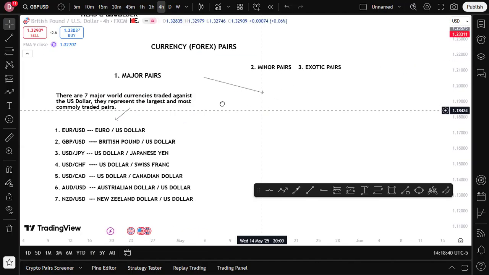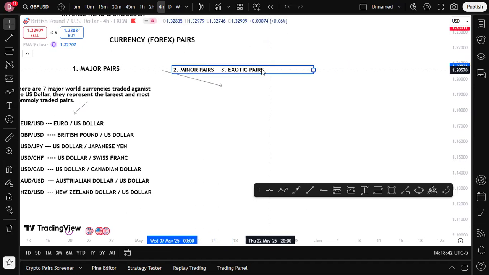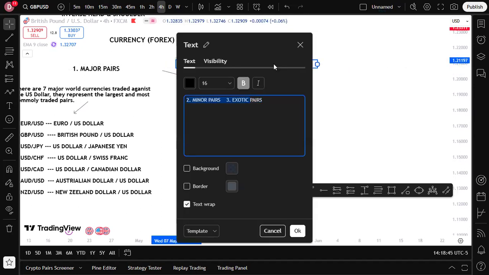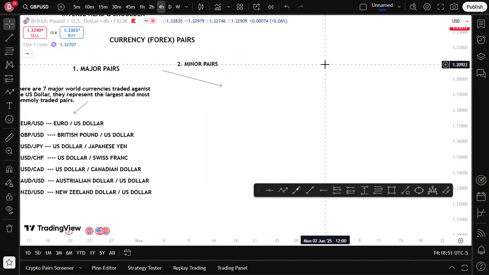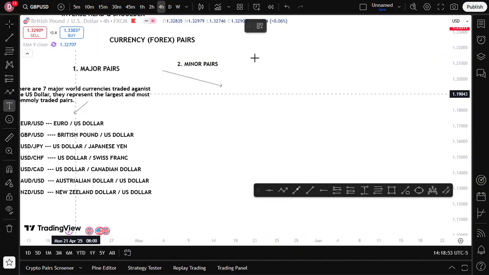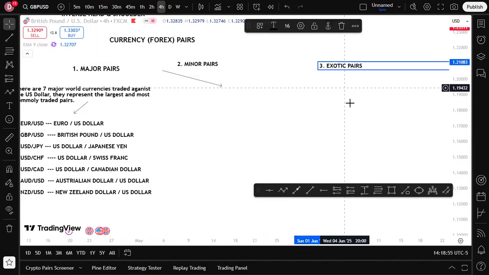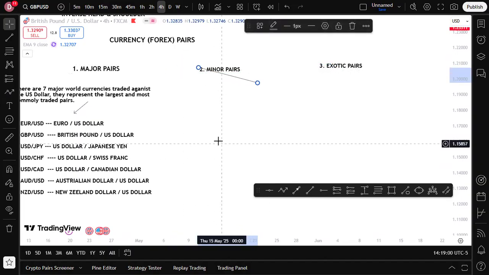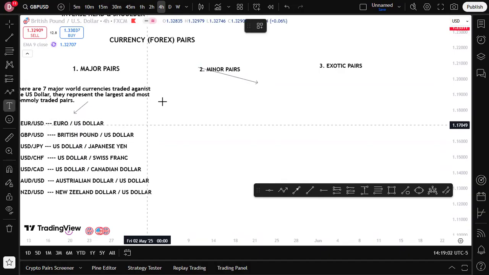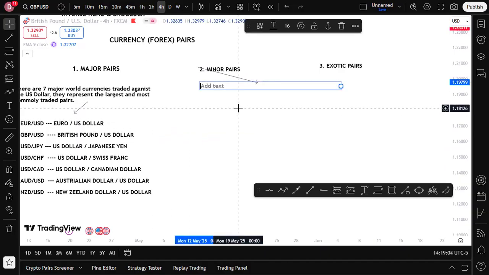So for the minor pairs, right? Let's talk about the minor pairs. So now for the minor pairs, let's write some English for the minor pairs. I'll send this into the group.